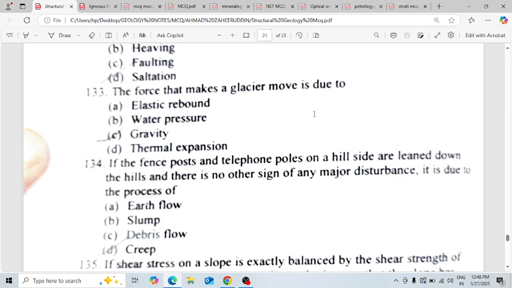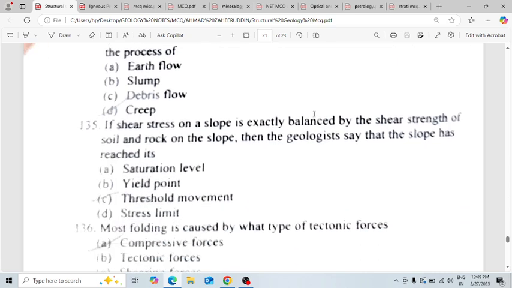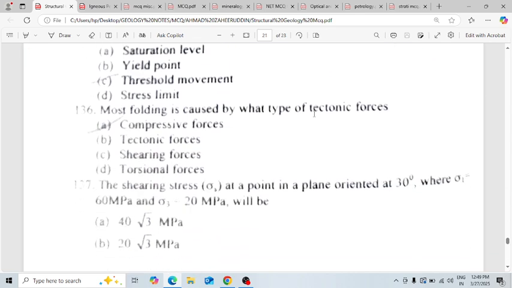If the fence posts and telephone poles on a hillside are leaned down the hill and there is no other sign of any major disturbance, it is due to the process of creep. If shear stress on a slope is exactly balanced by the shear strength of soil and rock on the slope, then geologists say that the slope has reached its threshold of movement. Most folding is caused by what type of tectonic forces? Compressive forces.